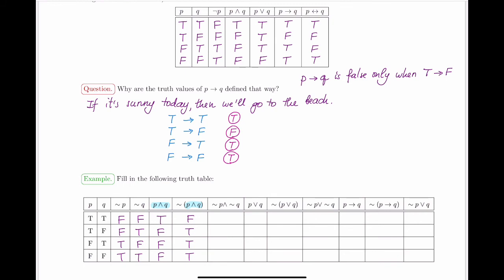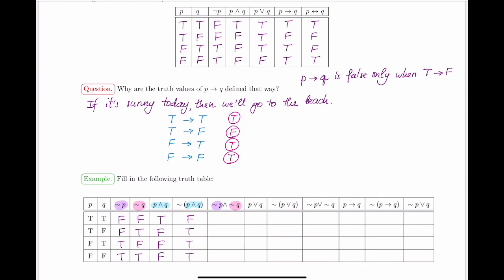The next one is going to be in a similar vein. We have not P and not Q. So my connective here is the and, but it doesn't connect P and Q. It connects not P and not Q. So now I have to look at the corresponding columns here. Not P is my column here. Not Q is my column right here. And I have to connect these with an and. Remember that the and is only true when both of the components are true.